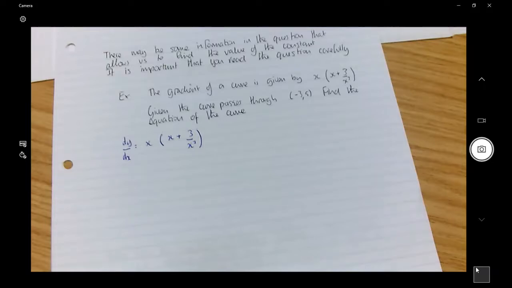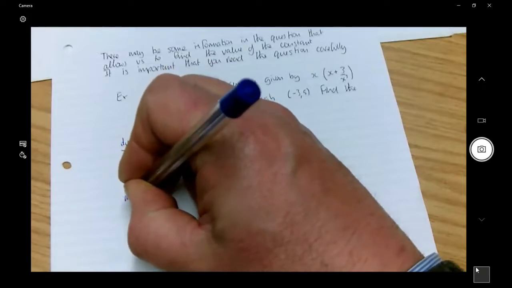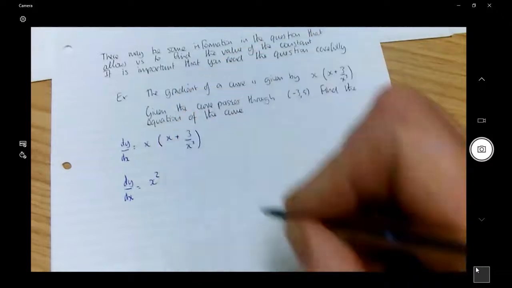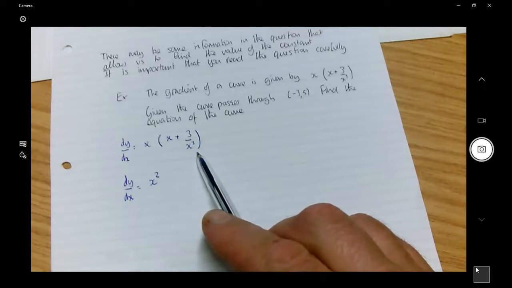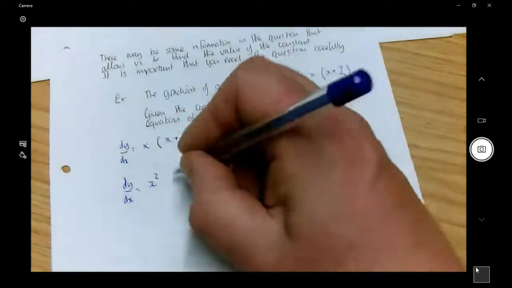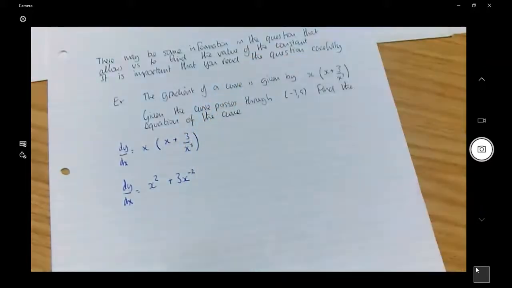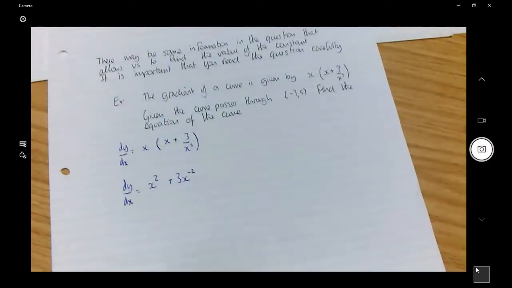Can you differentiate, can you integrate that as it stands? No. Why not? It's got brackets. So, expand the brackets. dy by dx is x squared plus 3 over x squared. Well, I'm going to just save a little bit of time and write 3x to the minus 2. Okay? And all I've done is I've taken a line out. Happy to take a line out? If you're not happy, put it in and do it again.